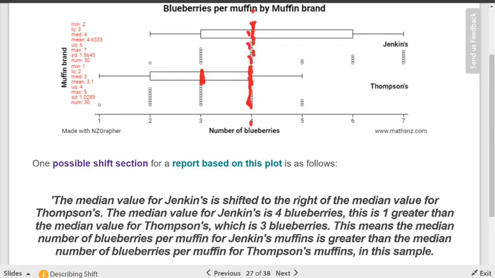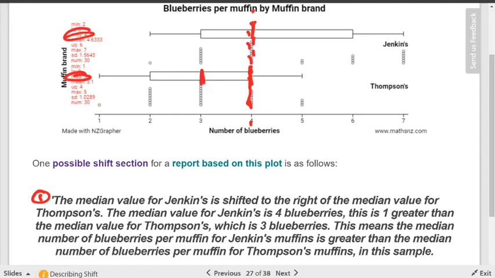The median value for Jenkins is shifted to the right of the median value for Thompson's. The median value, so that tells you, that's your first piece that you have to have, saying, is there a shift? The median value for Jenkins is 4 blueberries, right? We got that from looking at the statistics here. This is 1 greater than the median for Thompson's, which is 3 blueberries.